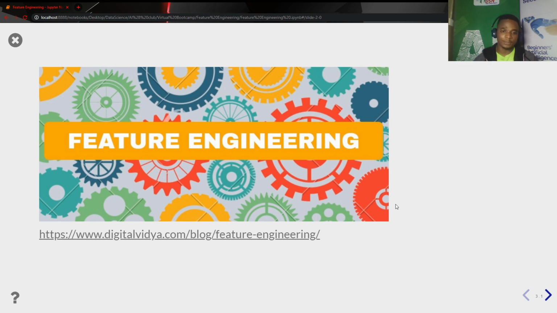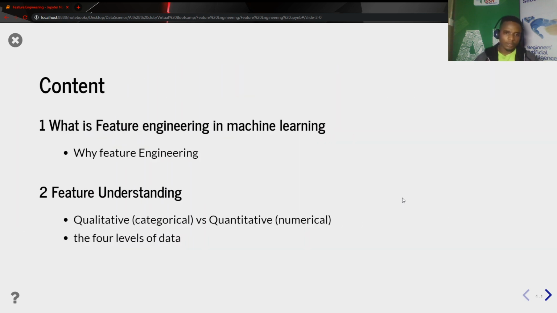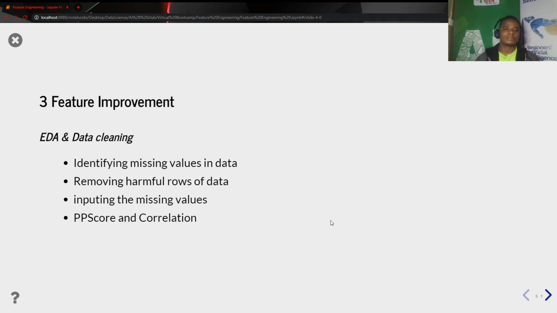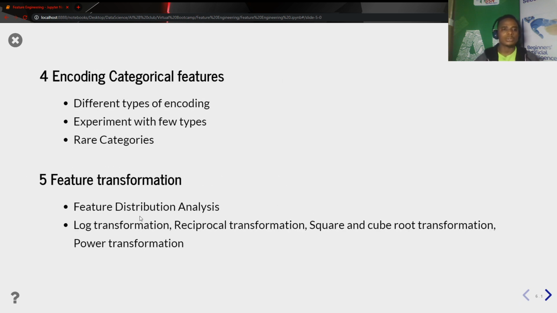So today we'll be looking at feature engineering. On our content, we have what is feature engineering. We look at the meaning of feature engineering. We look at feature understanding. Under that, we look at categorical and numerical, and the 4 levels of data. Feature importance, exploratory data analysis, how to remove, or if at all to remove, harmful rows. We look at PPScore and correlation. Also, we have how to encode categorical features.